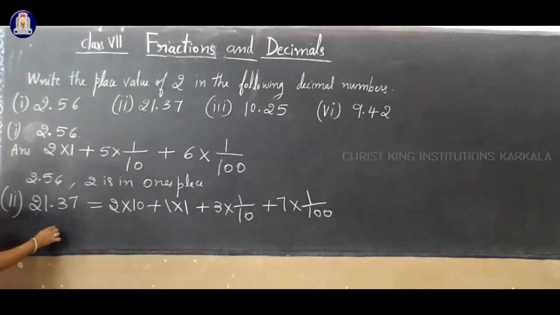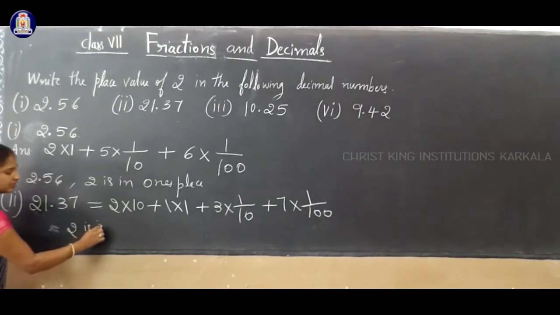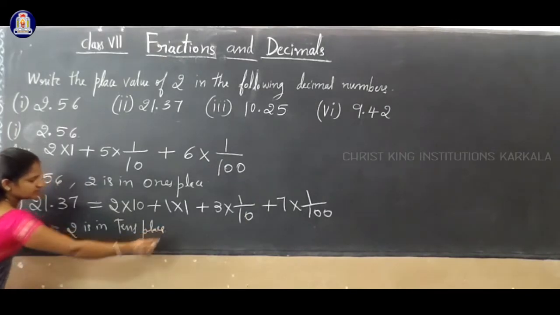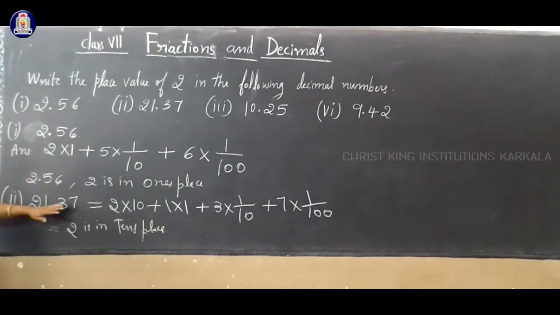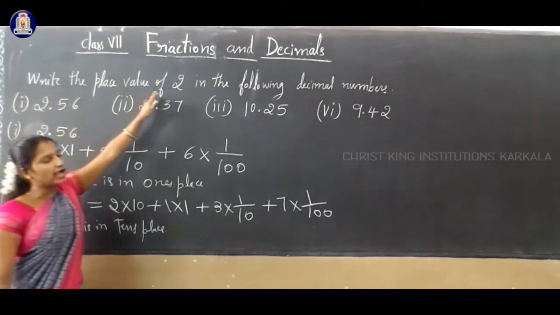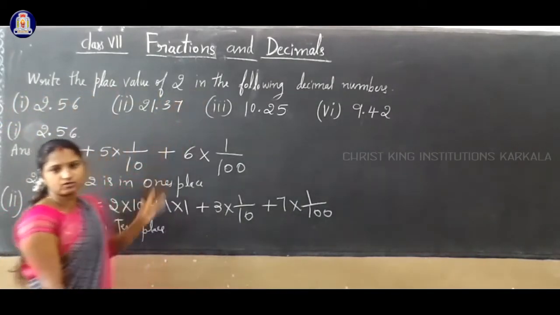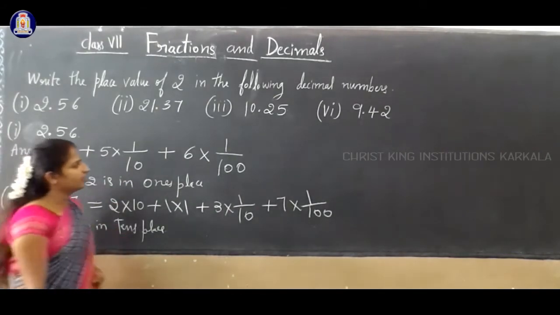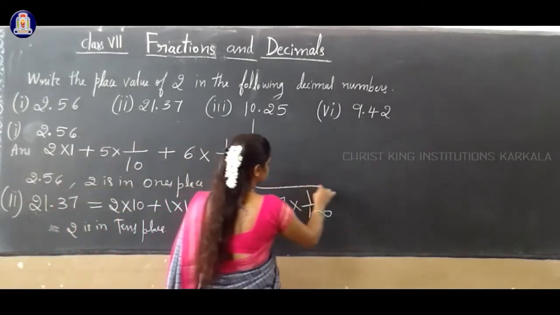So we can say that in 21.37, 2 is in tens place. Now the question says write the place value of 2, and in this question, 2 is in tens place. Okay, now we'll see the third question.